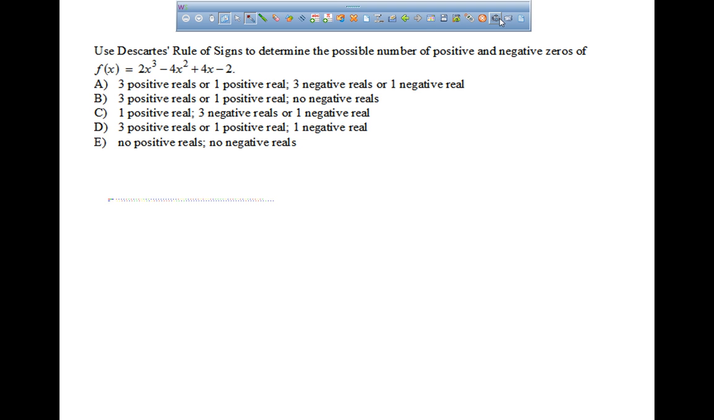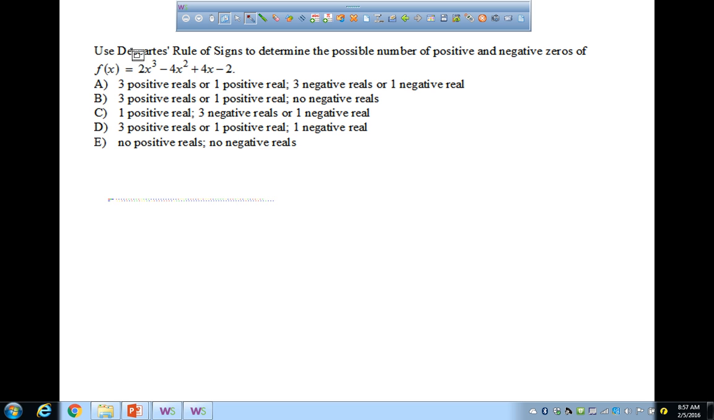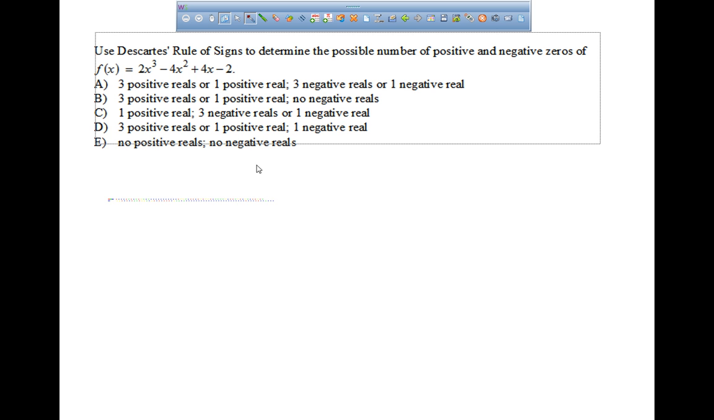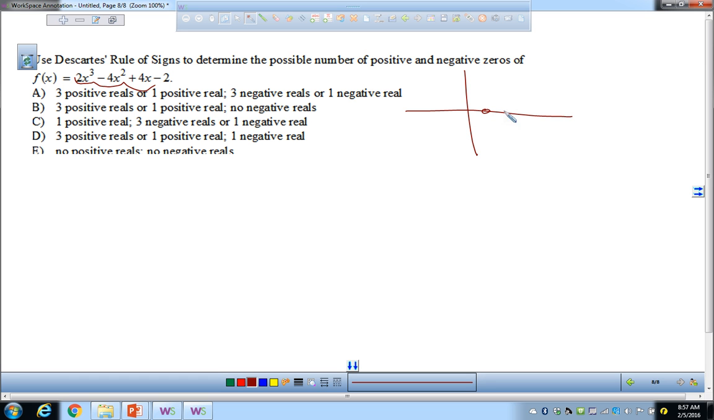Okay, so the answer was B. And the way I get that answer is, this thing changes sign. From here to here is 1 sign change, 2 sign changes, 3 sign changes, right? So on the positive side, I have either 3 rational roots, or how many? 1, okay?